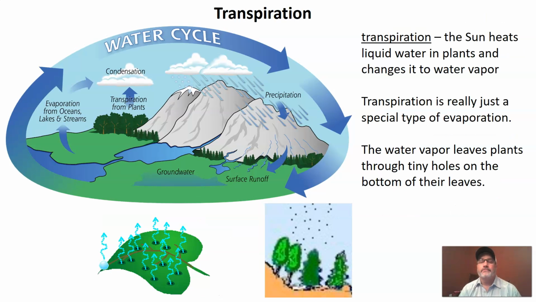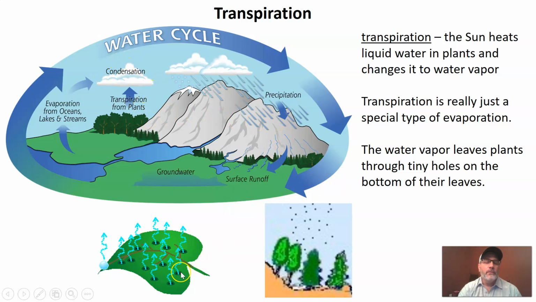Okay. All right. So we're also going to look at transpiration. So transpiration here in this diagram, this says transpiration from plants. And really, transpiration is just a very special type of evaporation. Okay, so transpiration is still evaporation, but from plants. So I guess my definition is transpiration is when the sun heats liquid water inside plants and changes it to water vapor. And so once again, this is going to be water vapor that is going to be leaving Earth's surface and it's going to be moving up into Earth's atmosphere.